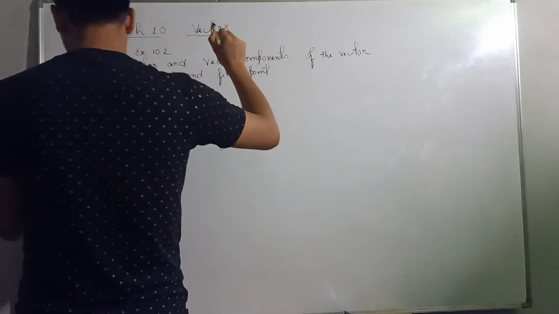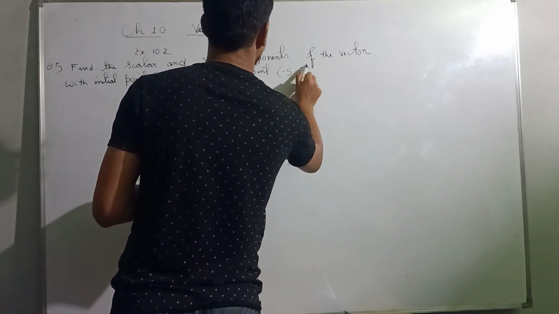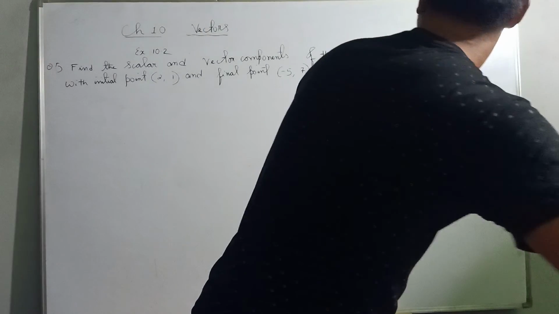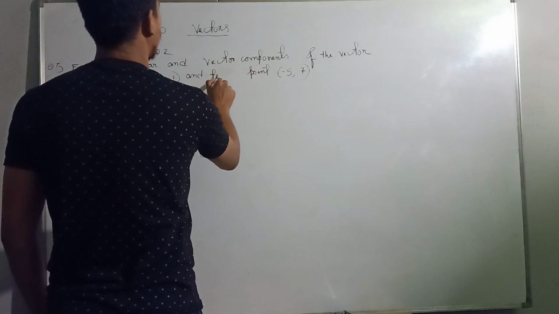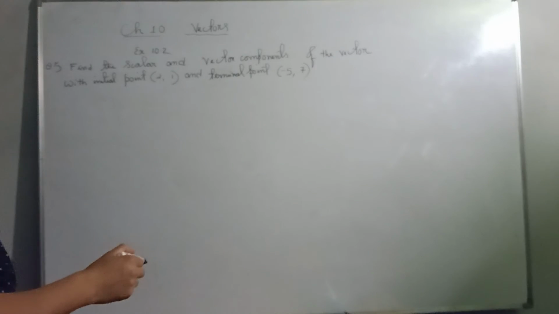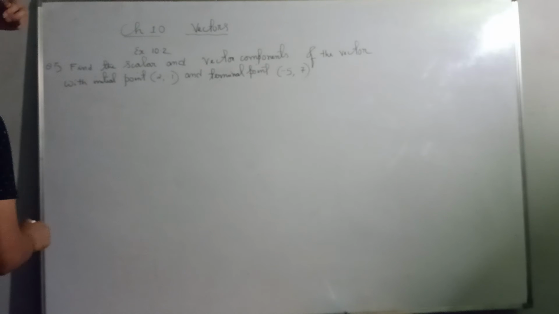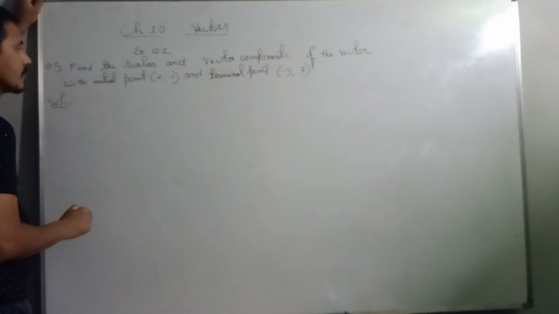Yes, I'm holding the textbook. So final point is not correct, it should be terminal point. They have also given terminal point. Now, find the scalar and vector components of the vector with initial point 2, 1 and terminal point minus 5, 7.